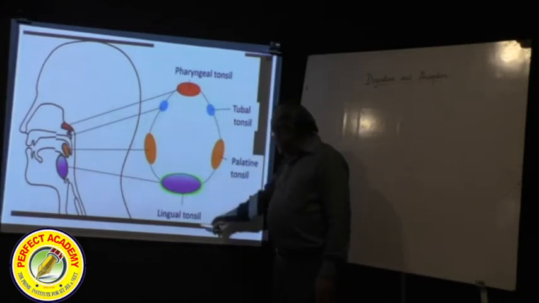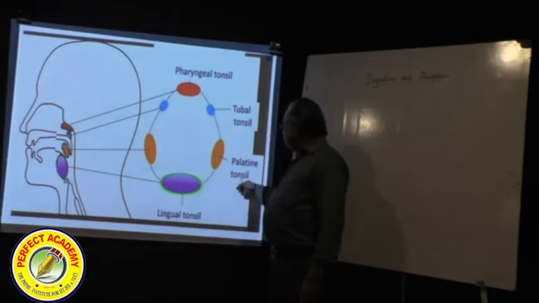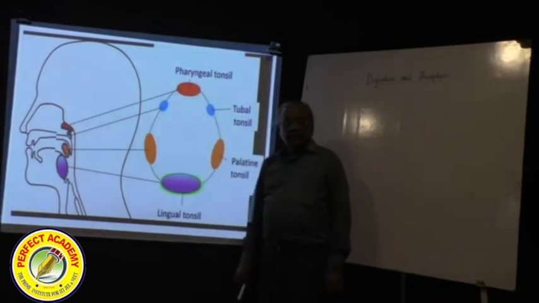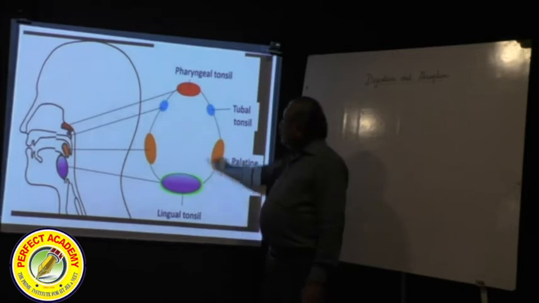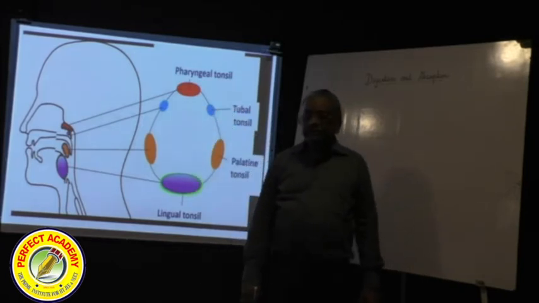So the names are here. Lingual tonsil means very close to the tongue. Palatine tonsil means very close to the palatal area. And pharyngeal tonsil means a tonsil which is associated with the pharynx. So all these are there in the tonsil area. Next.